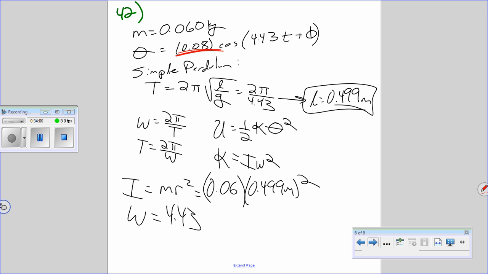Oh, real quick, my answer to 42B, meters, that's totally wrong too. That's got to be joules. Kinetic energy? All right. Well, there you go. Sorry, what were you saying, Philip?